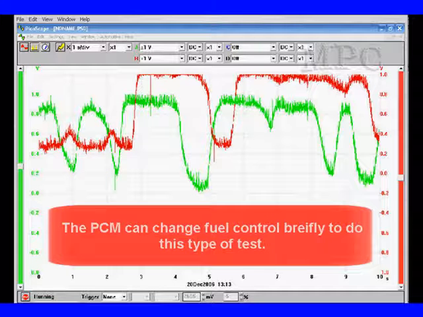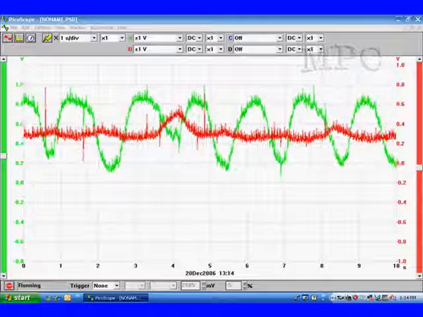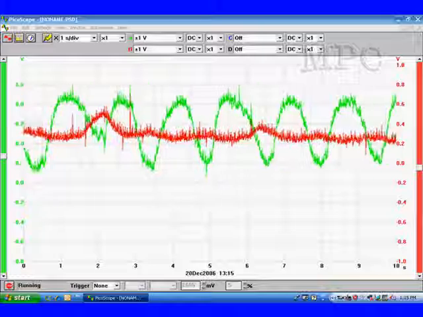Now the PCM can do this type of test, but it changes it only briefly and does the same thing. So use this to verify mode 6.